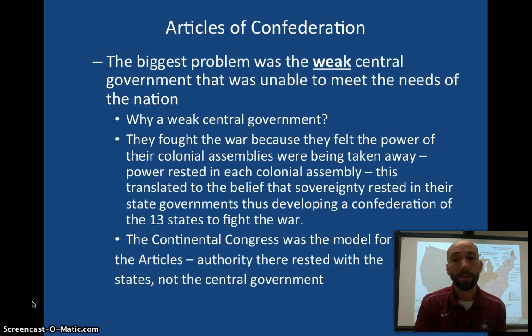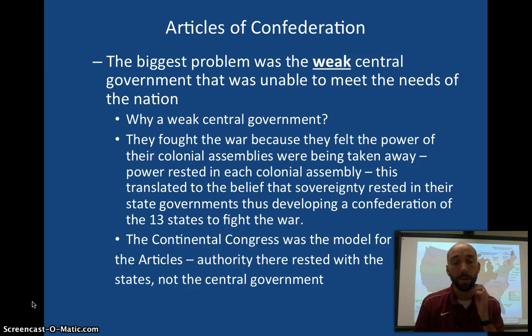The biggest problem was: does it create a weak central government? Well, why would they create a weak central government? They created a weak central government because they thought the British were too strong of a central government during the colonial days, and the British were taxing them without protecting their rights. So they thought the only way to protect people's rights was to create a weak central government. And that's why they did that.